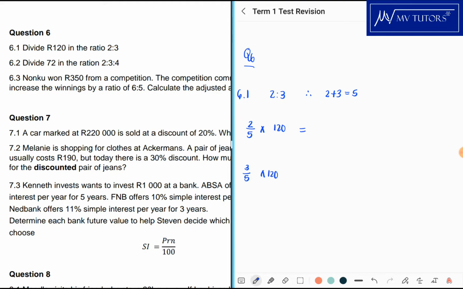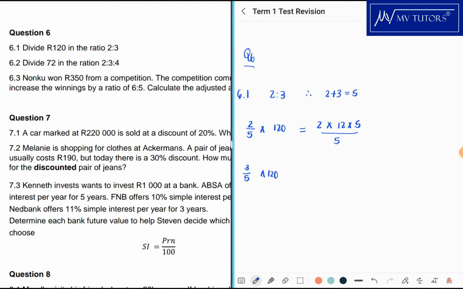So what do we have there? I'm going to say 2 times 120. Let's try to divide 120 into its prime factors. So 120 would be 12 times 5. Okay, and we divide by 5. I think we can leave it at that.